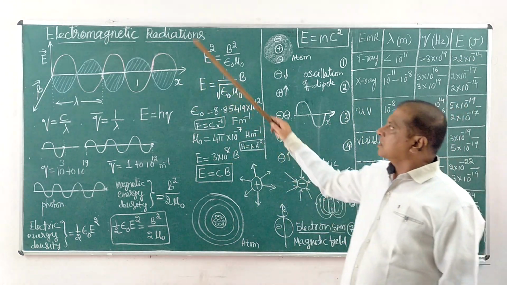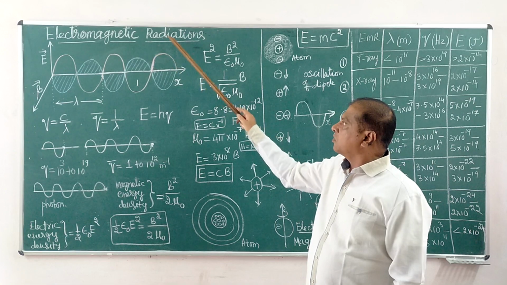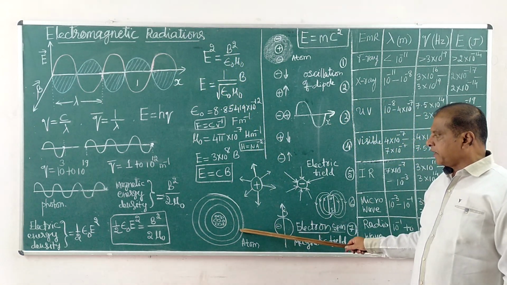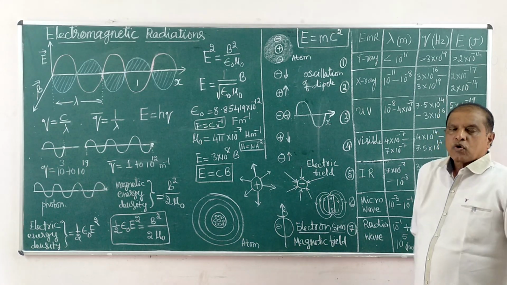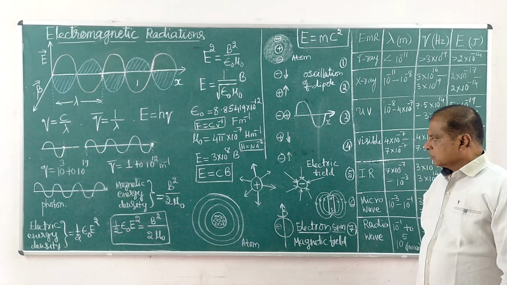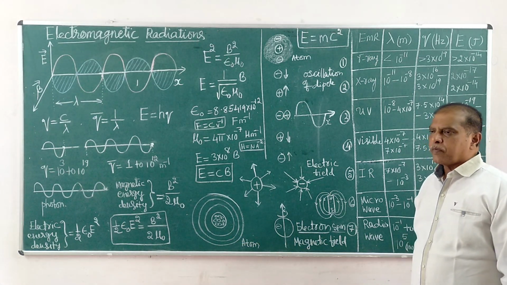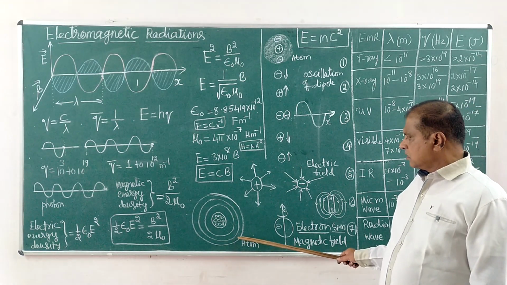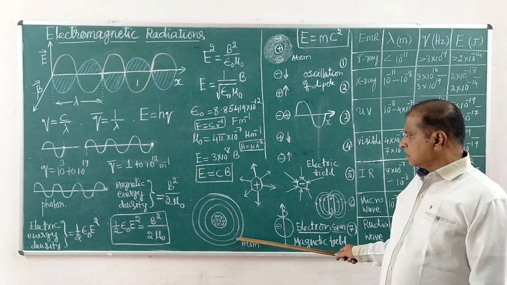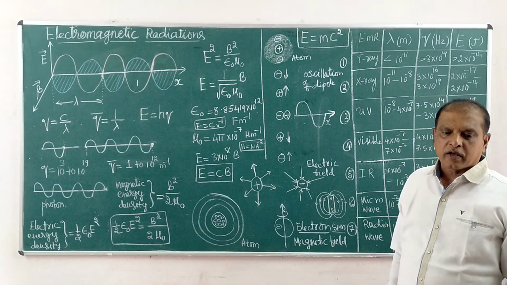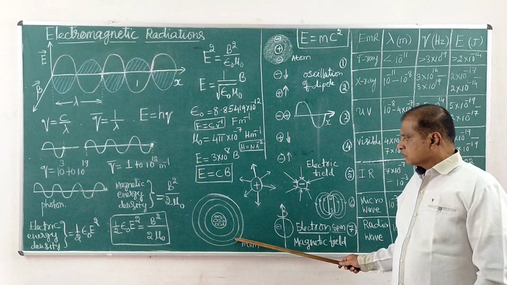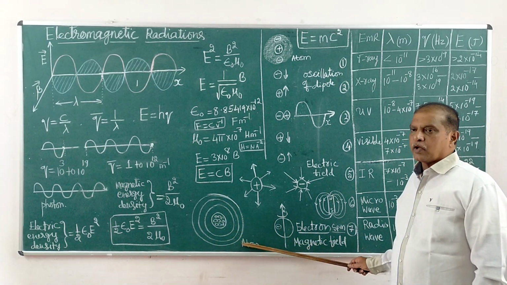To understand the meaning of electromagnetic radiations, let me go into details about the matter at the microscopic level. What is matter made up of? Matter is made up of the smallest possible particles called atoms. Some atoms make molecules as well.